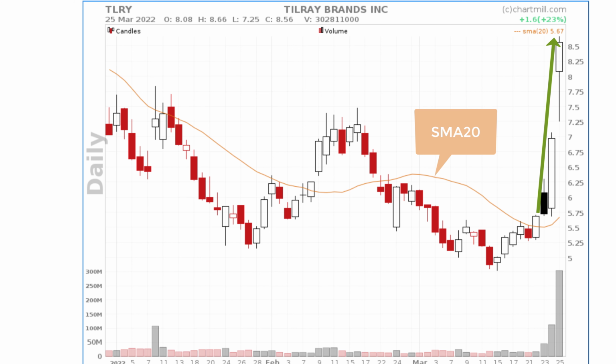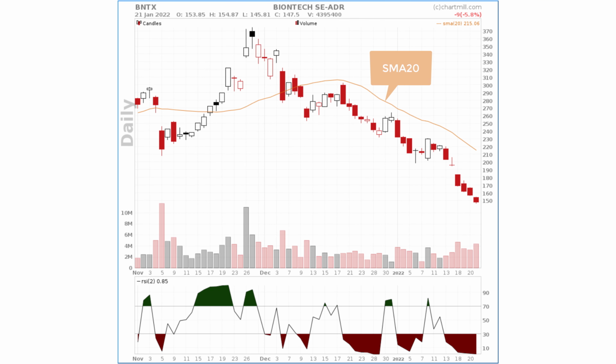A similar price extreme but on the bearish side is seen in the stock of BioNTech, a sharply declining price leading to a downward price extreme where the price has deviated significantly from its SMA 20.